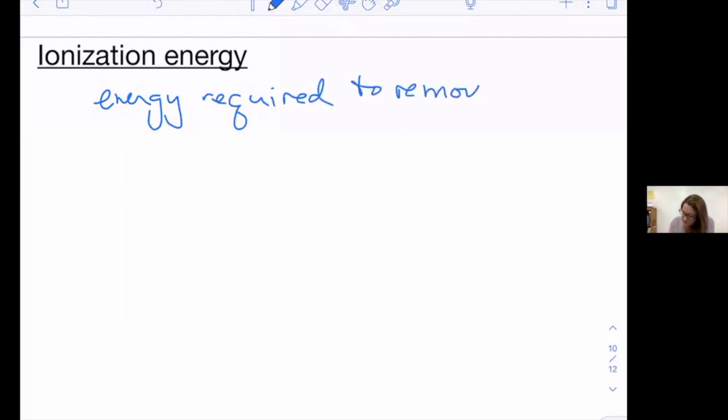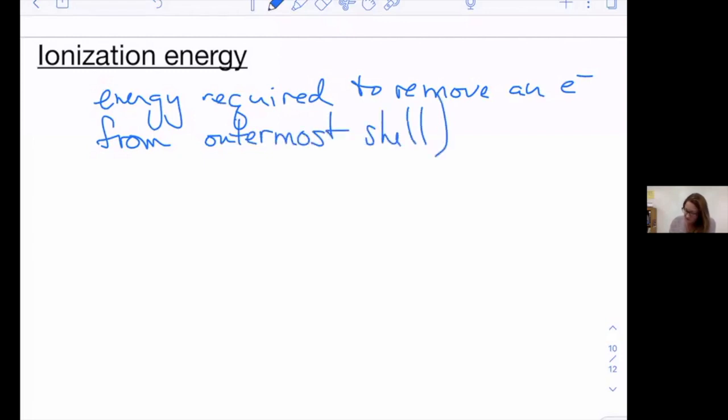Our next periodic trend is called ionization energy. Ionization energy is the energy required to remove an electron. And generally speaking, we're talking about removing the electron from the outermost shell. If I were to write an equation for what this looks like, a chemical reaction for it, it would be as if I was going from F to forming F positive 1 by removing an electron from it.